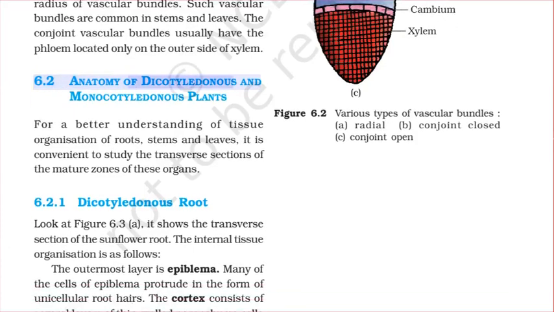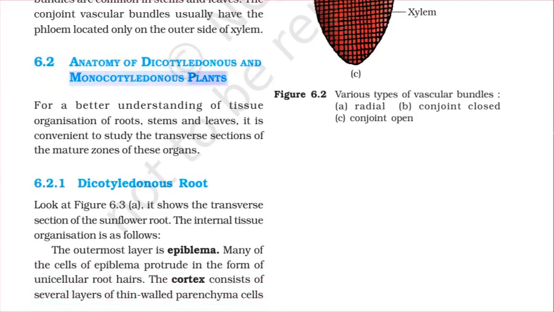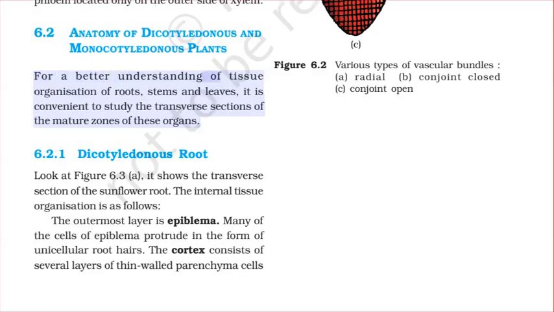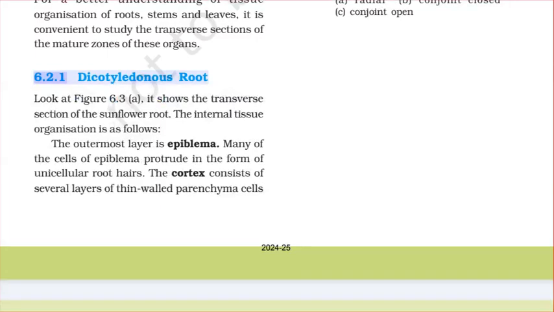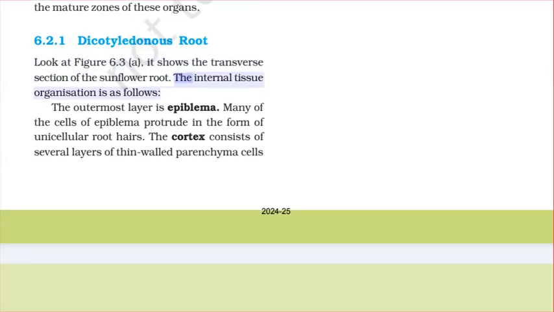6.2 Anatomy of dicotyledonous and monocotyledonous plants. For a better understanding of tissue organization of roots, stems, and leaves, it is convenient to study the transverse sections of the mature zones of these organs. 6.2.1 Dicotyledonous root. Look at Figure 6.3a. It shows the transverse section of the sunflower root. The internal tissue organization is as follows.